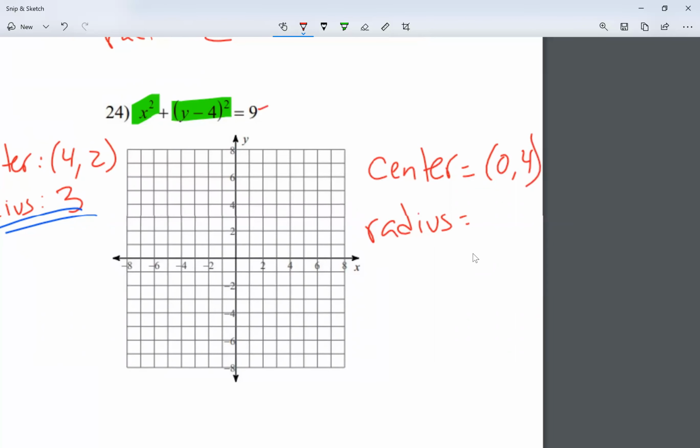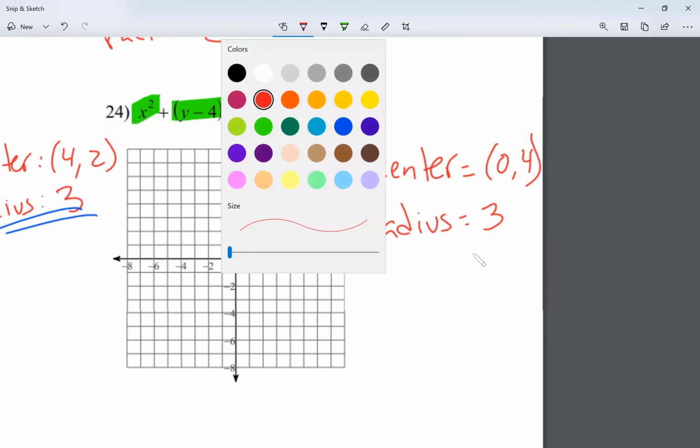I know 9 is equal to radius squared. So I'm thinking which number multiplied by itself is equal to 9. And if I cannot figure it out, get the square root of 9. Okay, so the square root of 9 is 3, right? 3 squared is 9, okay. So let me graph the center. The center is 0, 4. So let me put a point at that center.